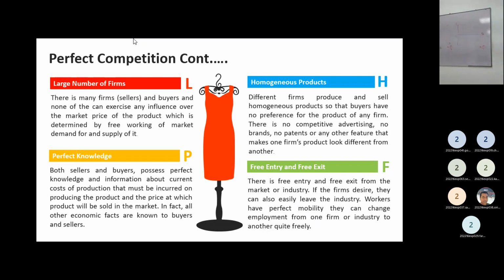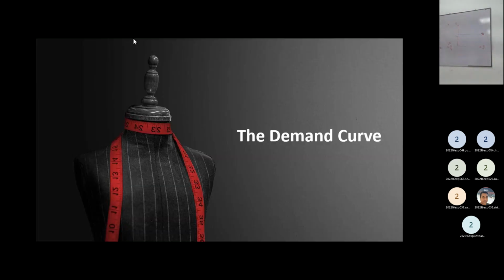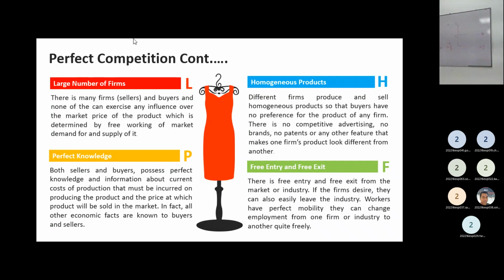If the firms desire, they can easily leave the industry. Workers have perfect mobility. They can change employment from one firm or industry to another quite freely. They can easily move from one company to another. So these are the basic features of a perfect competitive market structure. A large number of firms, homogeneous products, perfect knowledge, and free entry and free exit.